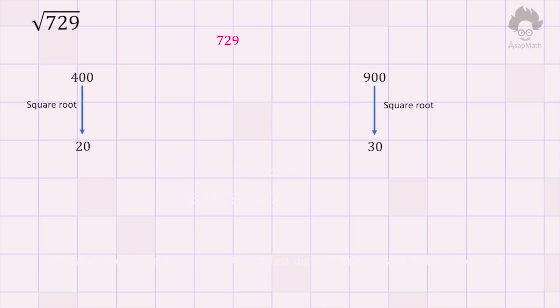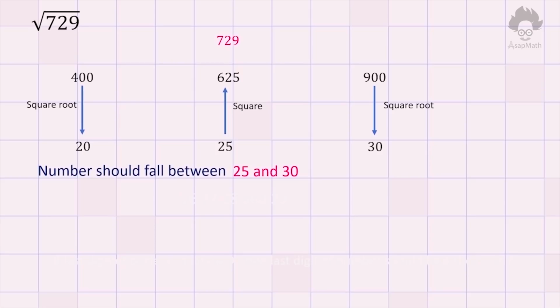To go for a closer approximation, now take the square of 25. Just remind the note 2. Square of 25 is 625. As our number is 729, now we can conclude that the answer falls between 25 and 30. Possible answers are 26, 27, 28 and 29.